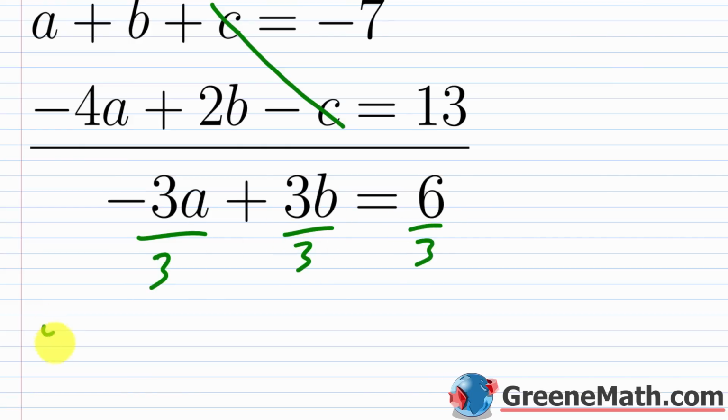And so let's say equation 4 is going to be -3 over 3 is -1. So this is -a. And then 3 over 3 is 1. So this is plus b. And this equals 6 over 3 is 2.